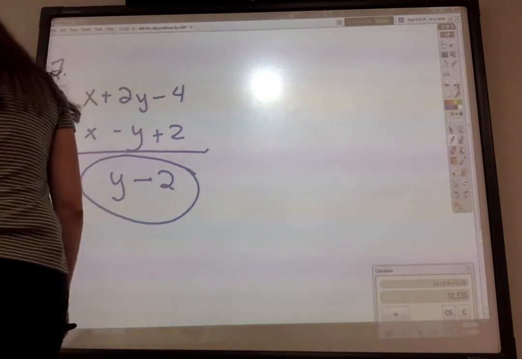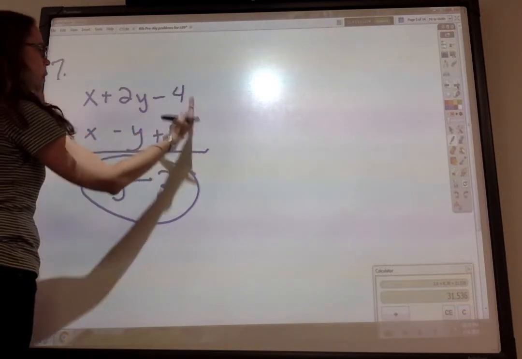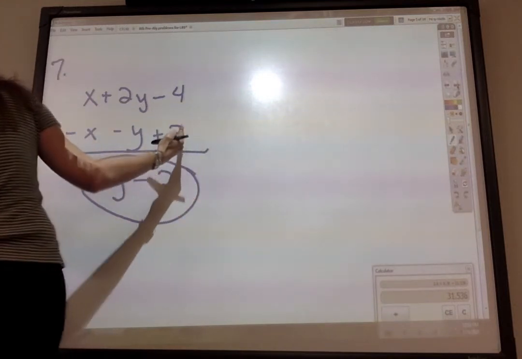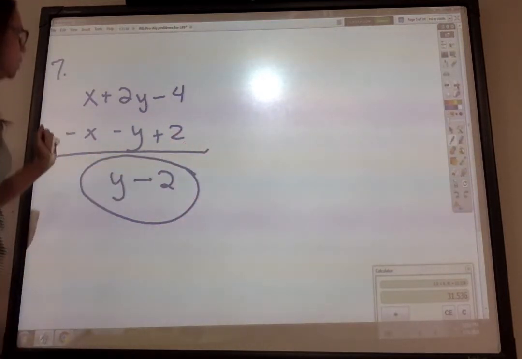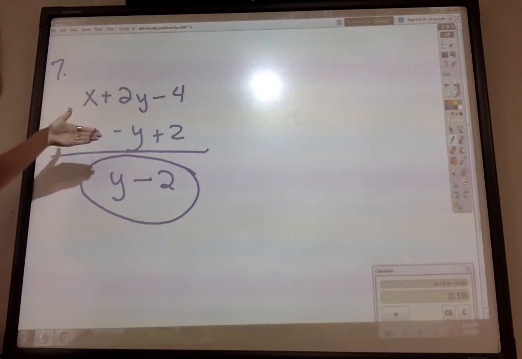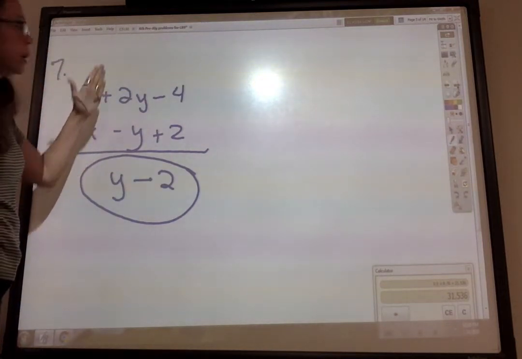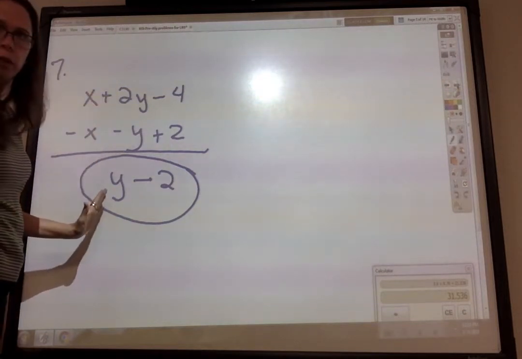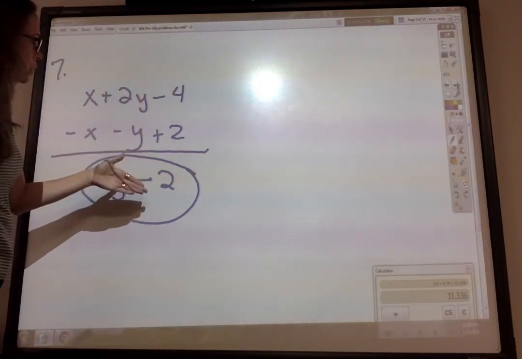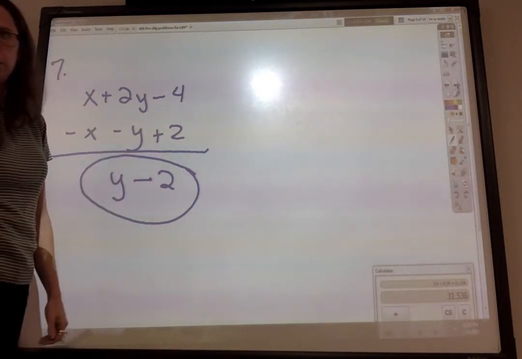Number 7, they want us to add these trinomials. The first trinomial was x plus 2y minus 4. The second trinomial was negative x, negative y, plus 2. If I have an x and a negative x, I don't have any more x's. Positive 2y, negative 1y gives me a result of positive 1y. Negative 4, positive 2 gives me a result of negative 2. So now I have 1 positive y and a negative 2, y minus 2.